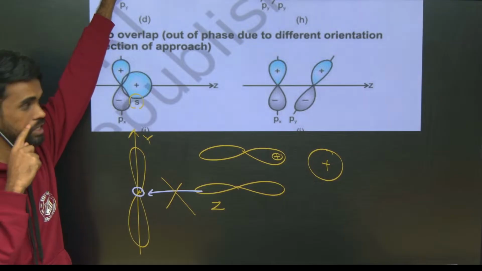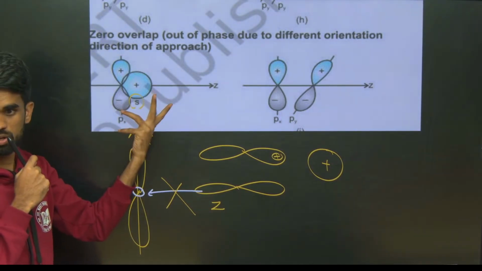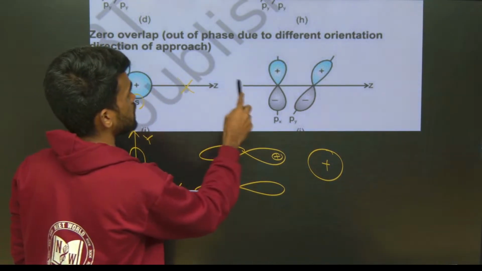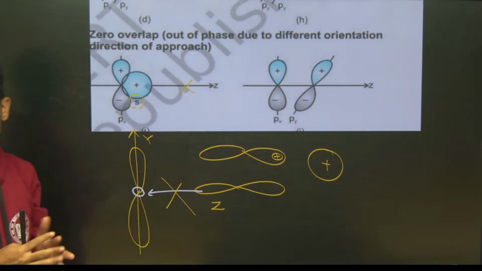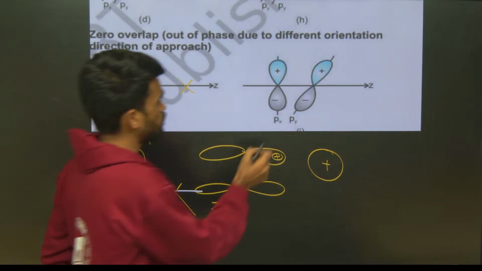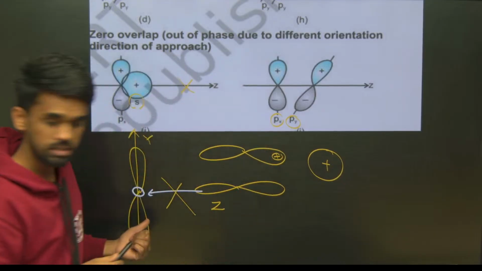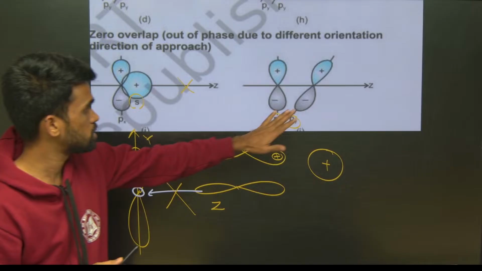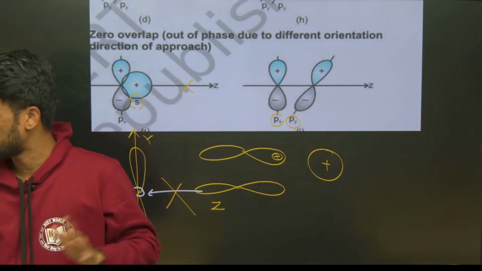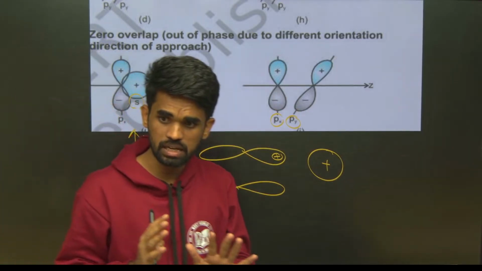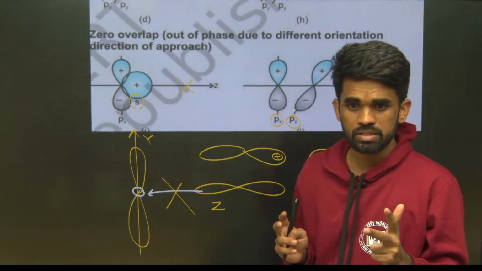Sigma bond formation takes place. But here, it is not possible. So this is what we call zero overlapping. See, if I take px and py, they are perpendicular to each other like this. Is overlapping possible? No. So this also leads to zero overlapping. Three things are clear now: positive, negative, zero.